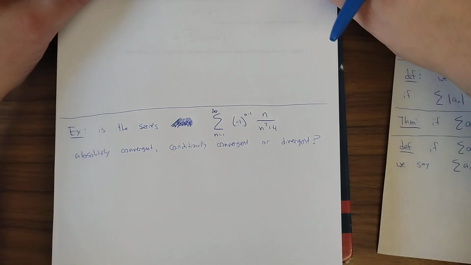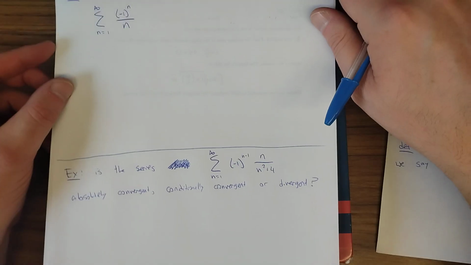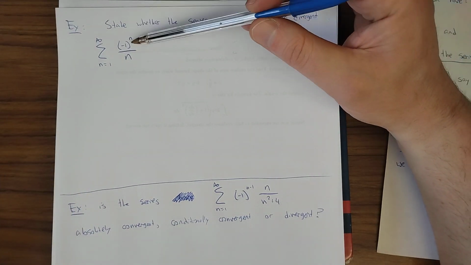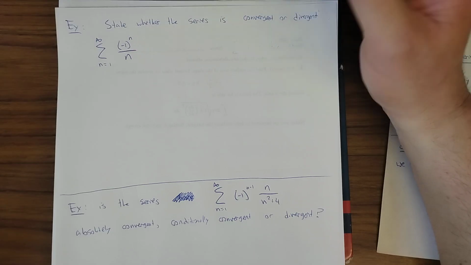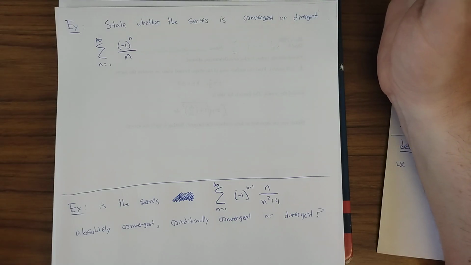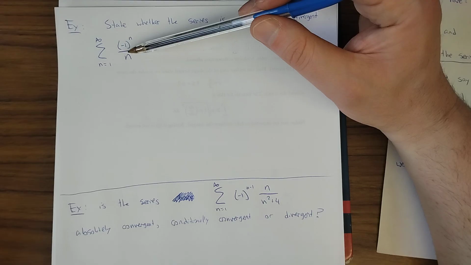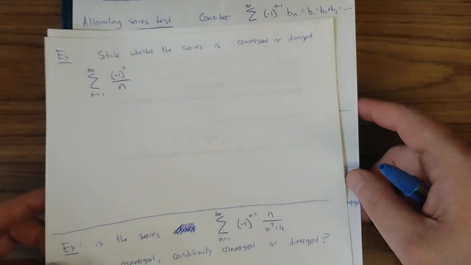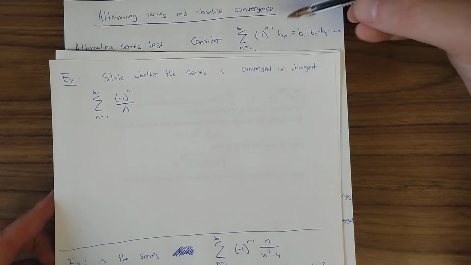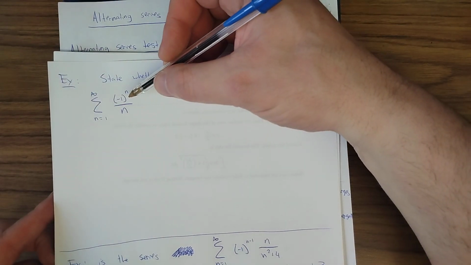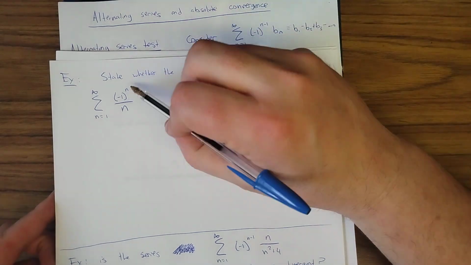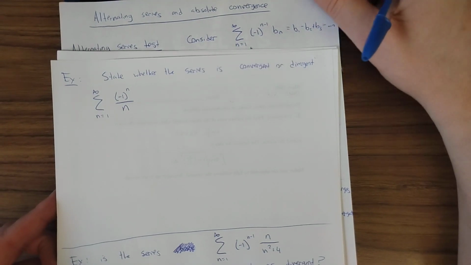Anyway, let's do an example. So let's just use the alternating series test to tell whether a series converges or diverges. So here we have an alternating series. It's not quite like the one in the theorem that I stated because it doesn't have (-1)^(n-1). It has (-1)^n, but let's not be thrown off by that. This is still an alternating series.